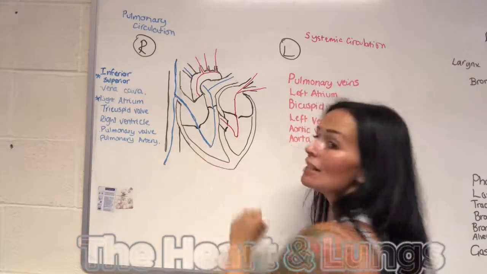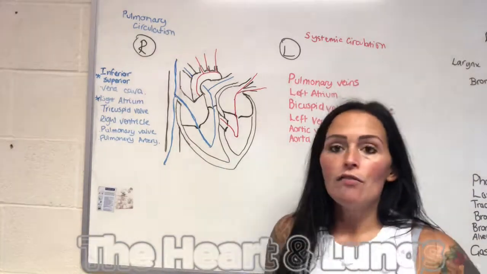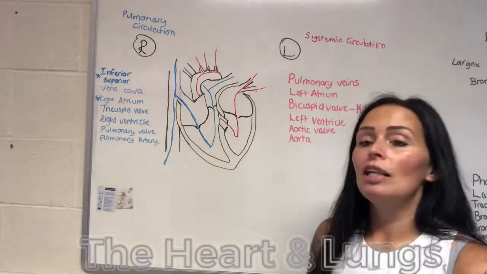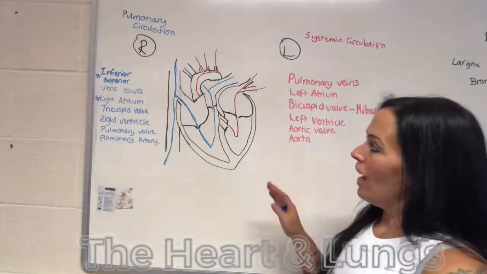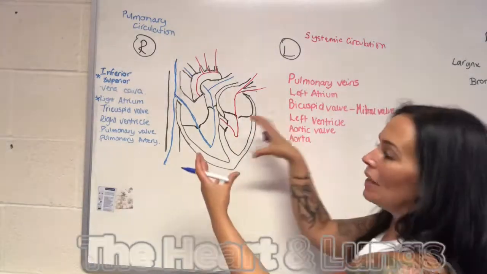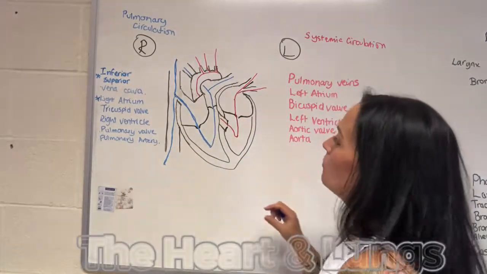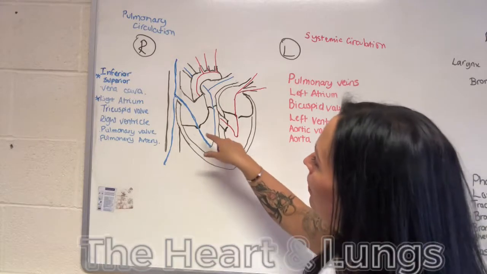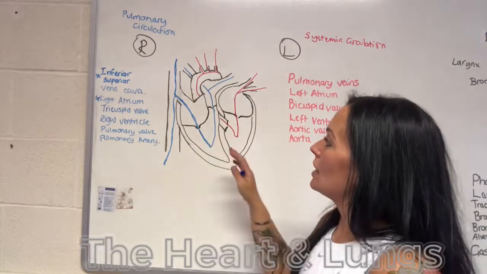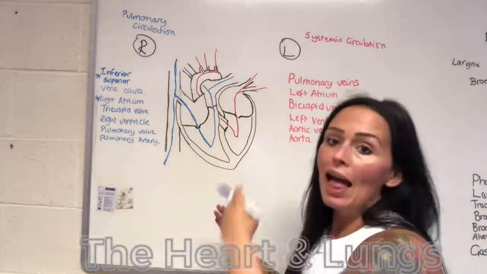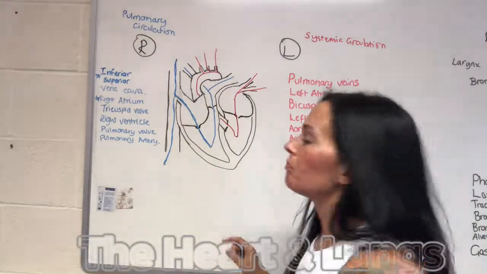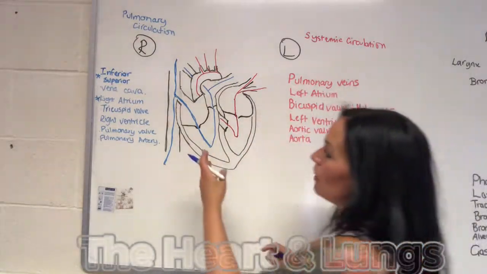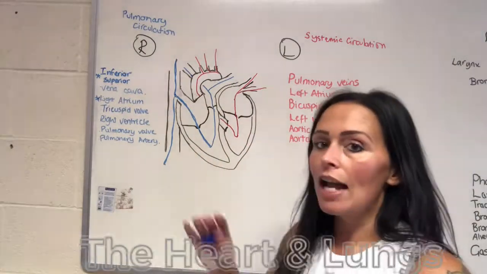Then into the right ventricle. Again, Latin for ventricle is belly, so that's kind of the bigger part of the chamber, and that is the part that pushes out then up into the artery. So the ventricle is underneath the atrium.